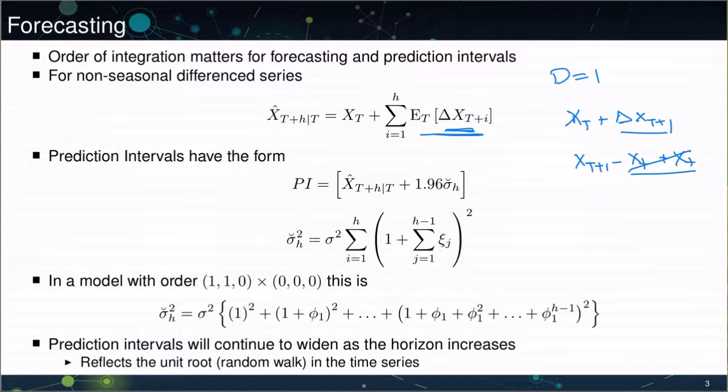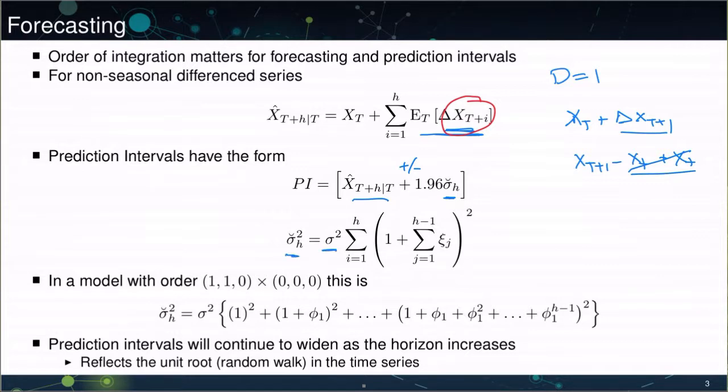But it also helps us understand what's going to happen when we look at prediction intervals. Prediction intervals are not particularly challenging here either. They're going to depend on the MA infinity representation of the differenced series, that is, the series once we've differenced it to make it stationary. So they're going to have the usual form: the forecast plus or minus 1.96 times the standard deviation. To understand what the standard deviation is here, it's going to depend on the variance of the residual.